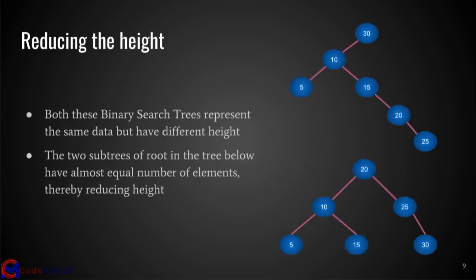A binary search tree functions the same as long as the properties are retained. It has no specific ordering that needs to be followed. That is, any node can be the root and any node can be placed anywhere as long as in-order traversal gives a sorted list. The two trees shown are equivalent binary search trees but have different heights. Hence, the tree below is preferred.